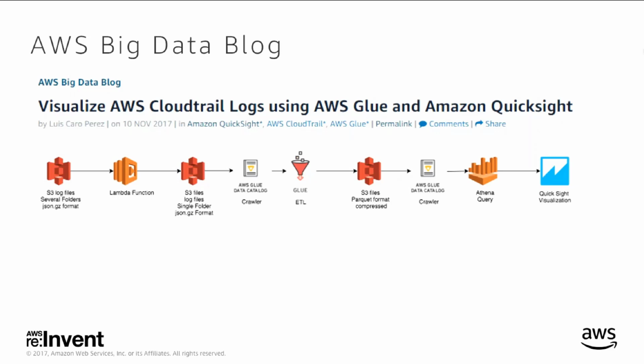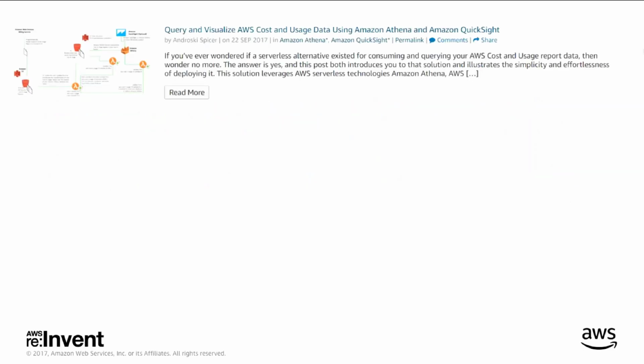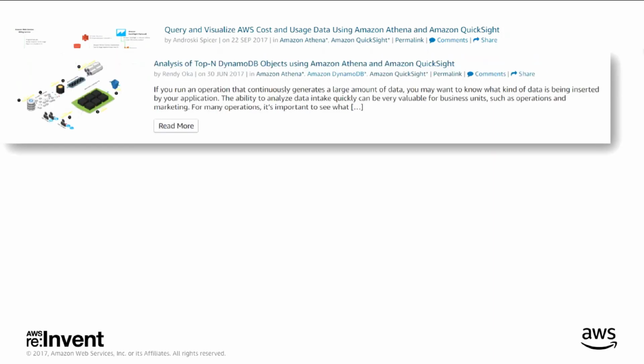But what you'll see is that we've basically taken some of these common service logs and provided very easy to use data pipelines of how to set that up so you can make it available for querying in a very simple way. As an example of that, we have querying and visualizing the cost and usage report. So if you want to look at your billing information inside of Athena and also visualize it with QuickSight, there's a very easy to use and easy to follow blog that allows you to do that.